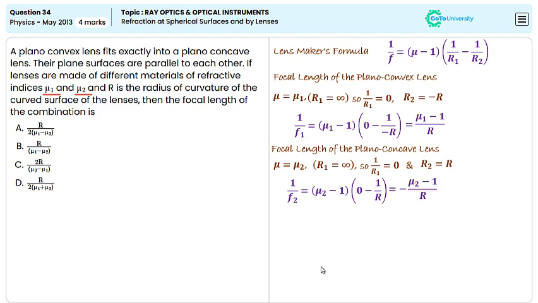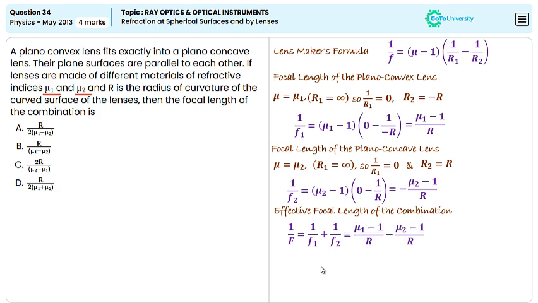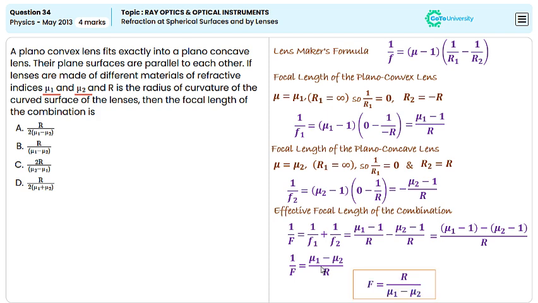The effective focal length f of two lenses in contact is given by 1 by f is equal to 1 by f1 plus 1 by f2. Now we have the 1 by f1 and 1 by f2 values, and substituting these into the equation, we get 1 by f is equal to mu1 minus mu2 by r. Therefore, the effective focal length f is the reciprocal of the obtained answer, which means f is equal to r by mu1 minus mu2. So the right answer is option B, r by mu1 minus mu2.